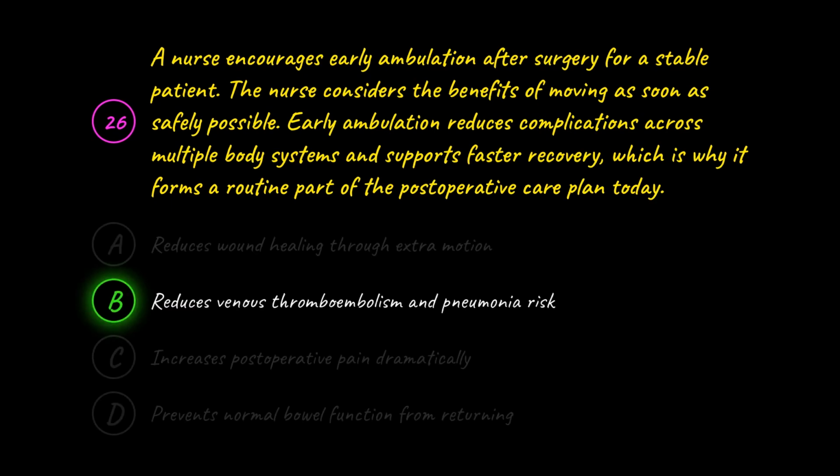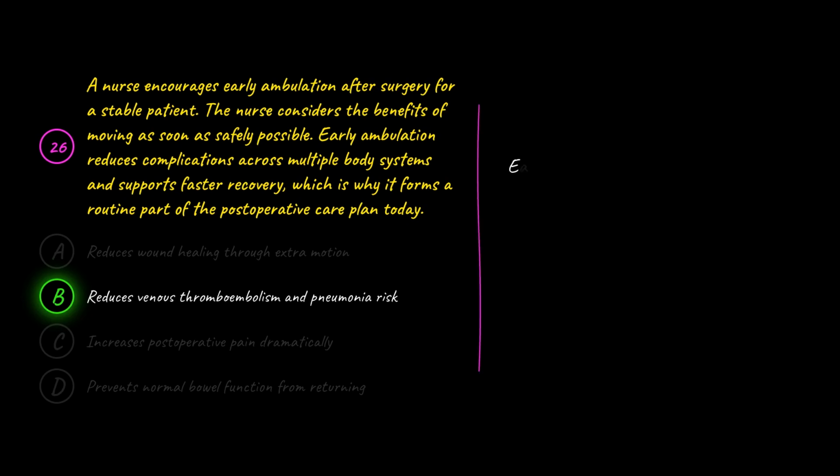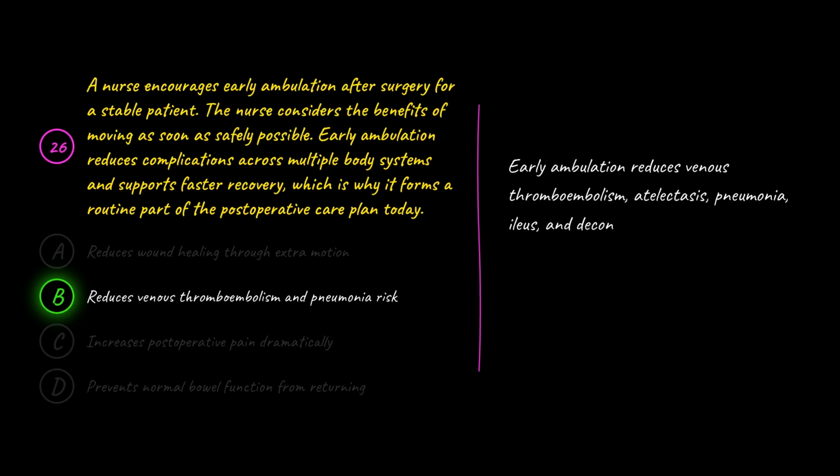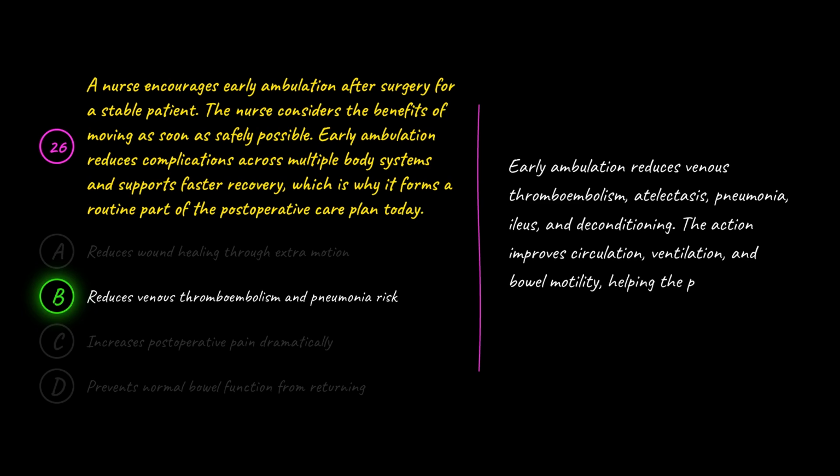The correct answer is B. Reduces venous thromboembolism and pneumonia risk. B is correct because early ambulation reduces venous thromboembolism, atelectasis, pneumonia, ileus, and deconditioning. The action improves circulation, ventilation, and bowel motility, helping the patient recover faster and avoid the most common postoperative complications during the stay.